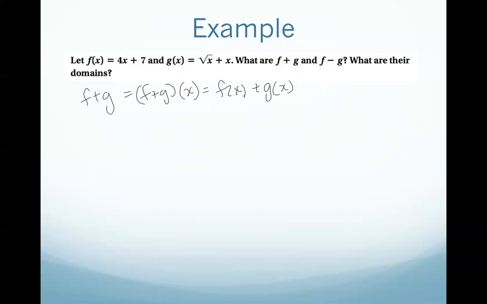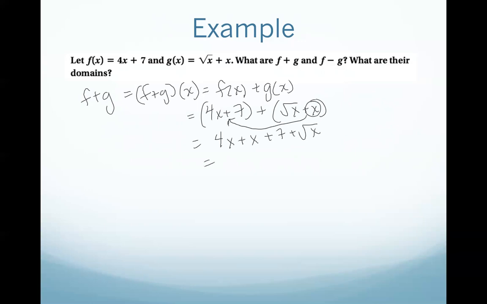So we're going to substitute f of x first. That's 4x plus 7 plus g of x, which is the square root of x plus x. Can I combine any terms? We have 4x plus x plus 7 plus the square root of x. All I did is I moved my plus x over. So this is 5x plus 7 plus the square root of x. The order that you write these terms doesn't matter. So if you want to put the square root first, that's fine. If you want to put the square root second, that's fine. But they should all be positive. Okay, so there's my function.